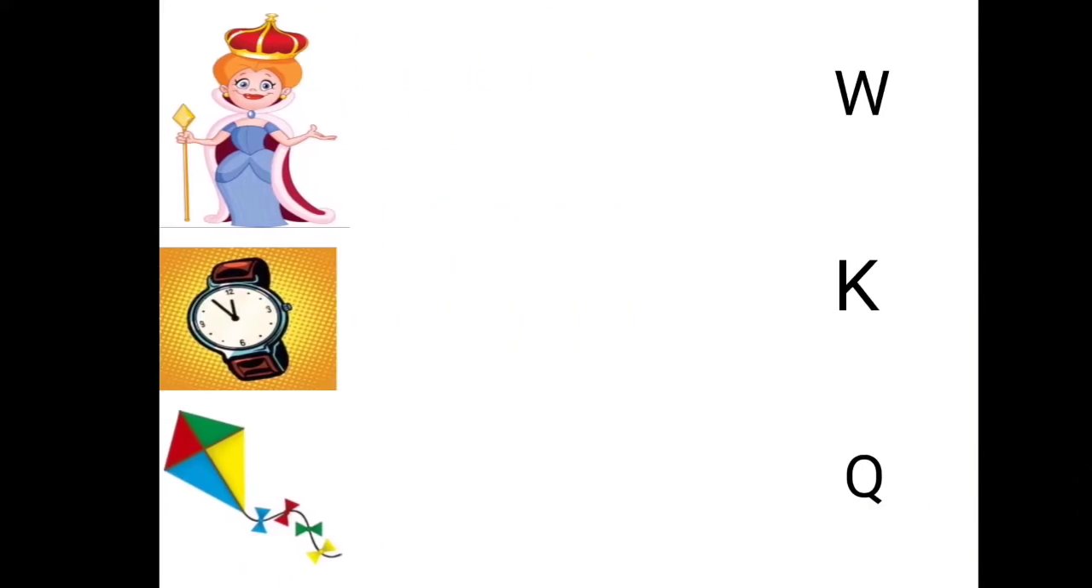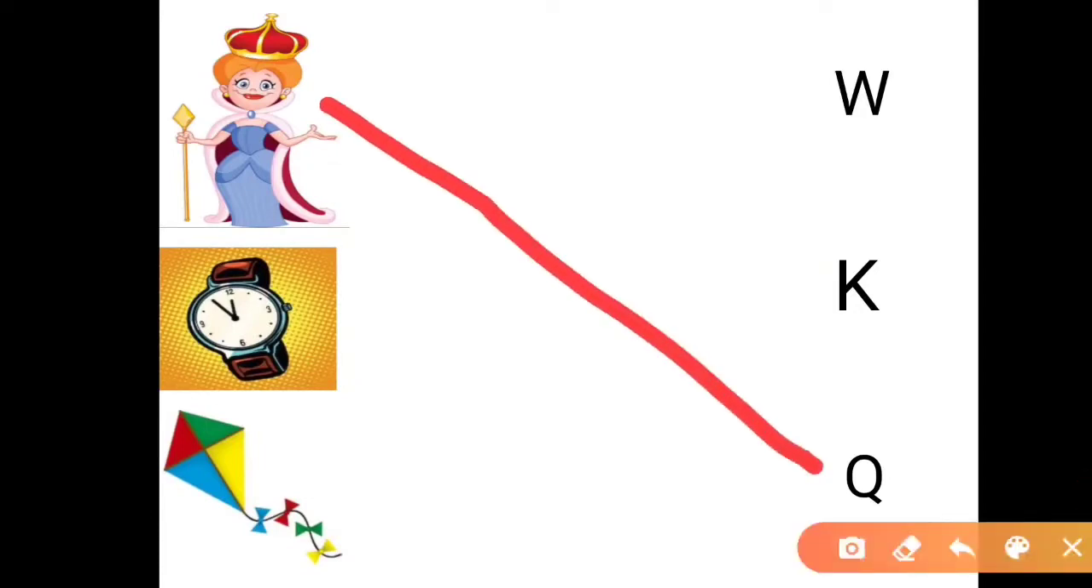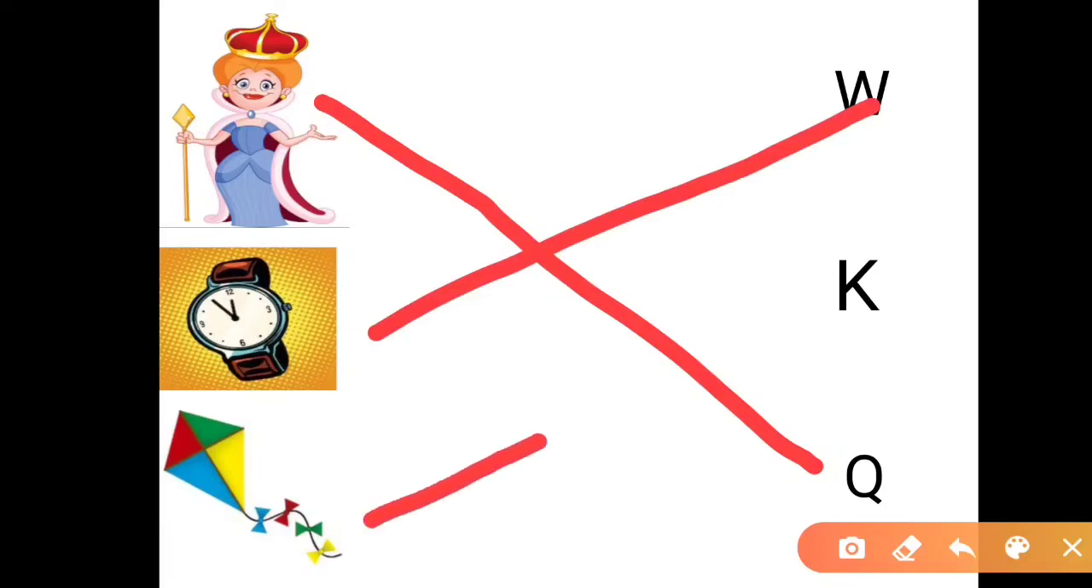Yes, which is the first picture? Queen. Match it with Q. Which is the next picture? What you can see? Watch. Yes, W. And what is the last picture? Oh, kite. Correct. K for kite. Thank you.